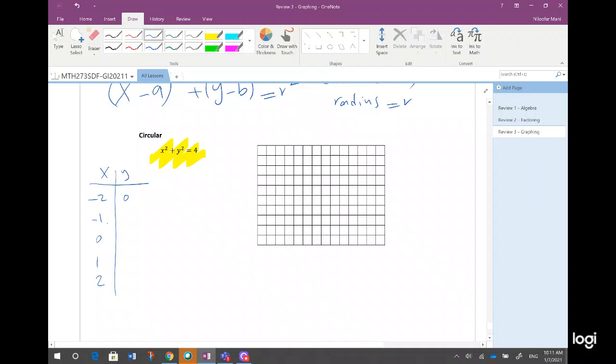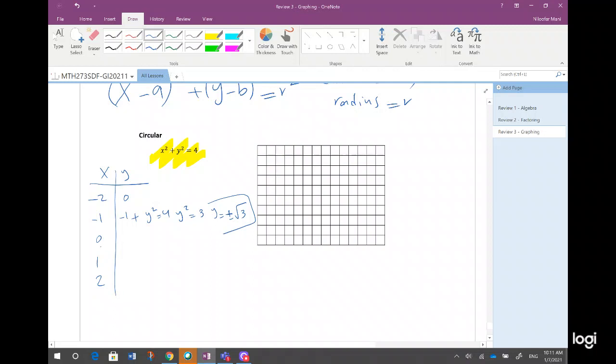If I have x equal -1, then I can say -1 squared plus y squared equals 4, so y squared is equal to 3, and then y is plus or minus radical 3. Okay, plus or minus radical 3. You learned this last semester. Okay, so how about 0 here?